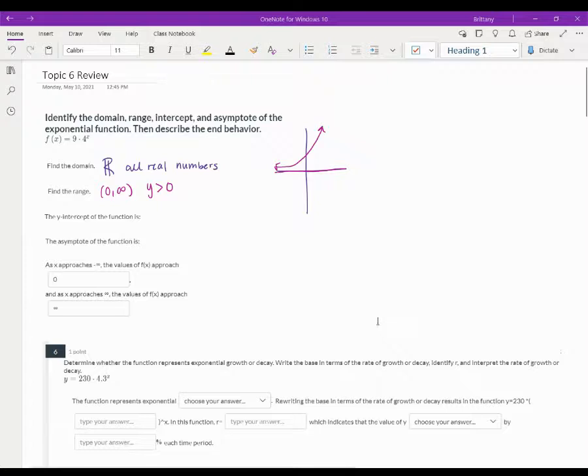The y-intercept, we took a look at it before we left Desmos. It was at (0, 9). So I would say the y-intercept is 9. The asymptote is like the invisible barrier that the graph will never cross, which we see going along the horizontal axis. So that line, the x-axis, is also the line y equals 0. We know that vertical lines are always x equals, and horizontal lines are always y equals.